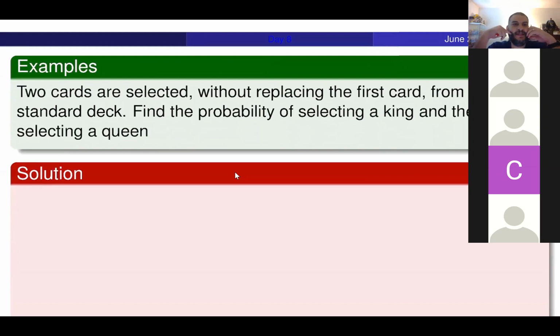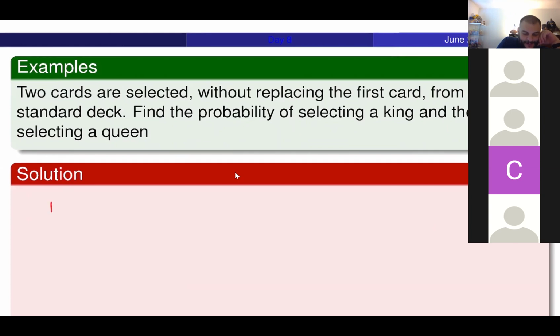All right, so for this one, it said two cards are selected without replacing the first card from a standard deck. Find the probability of selecting a king and then selecting a queen. All right, so we want to find the probability that one of the cards is a king and then selecting a queen.